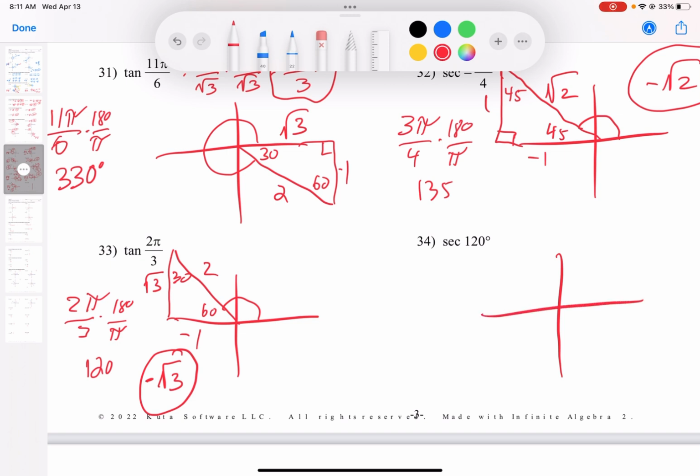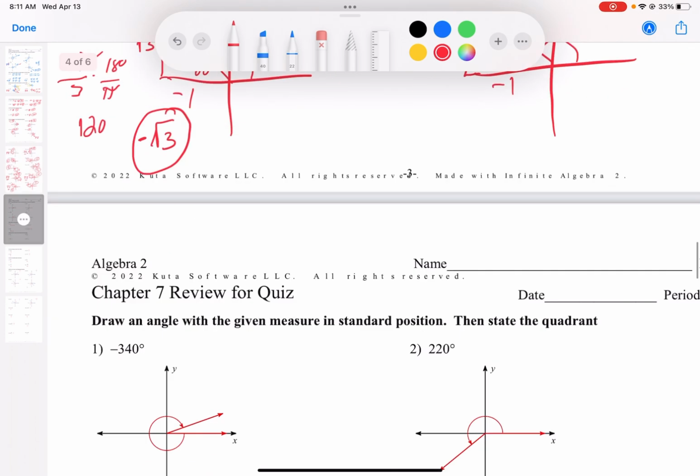And the last one, secant of 120. We just did this. So there's 120. Drop it down. That gives us 60, 30, so negative 1, 2, the square root of 3. Secant is the opposite of the cosine, so that would be hypotenuse over adjacent, so 2 over negative 1. So negative 2 is your solution.